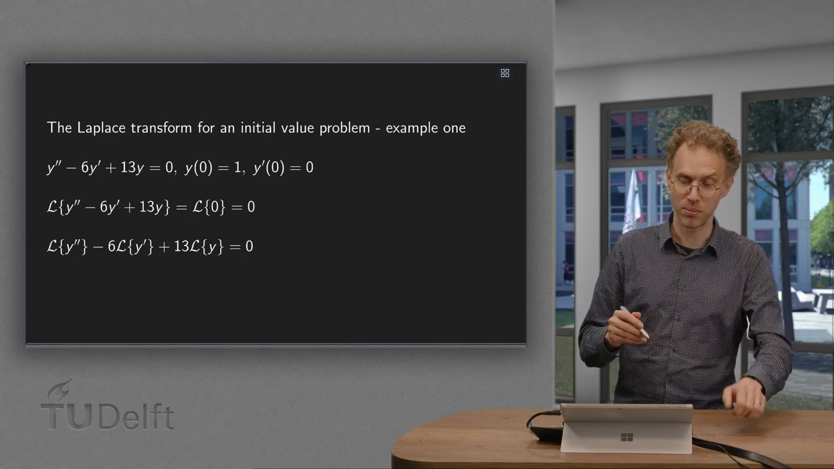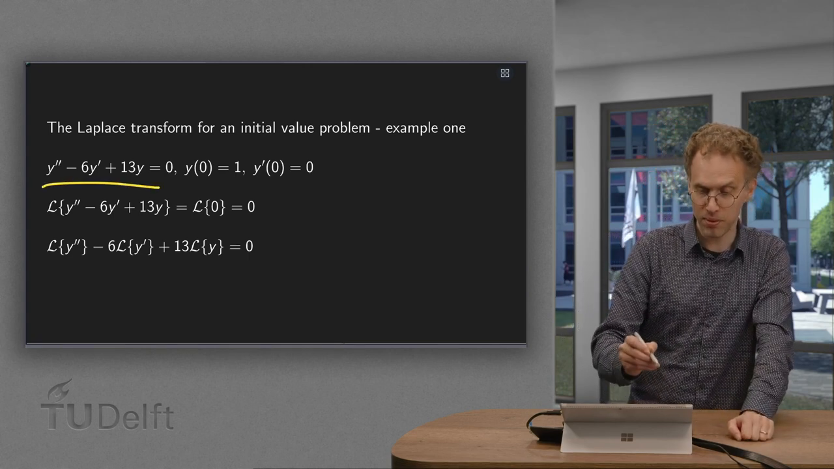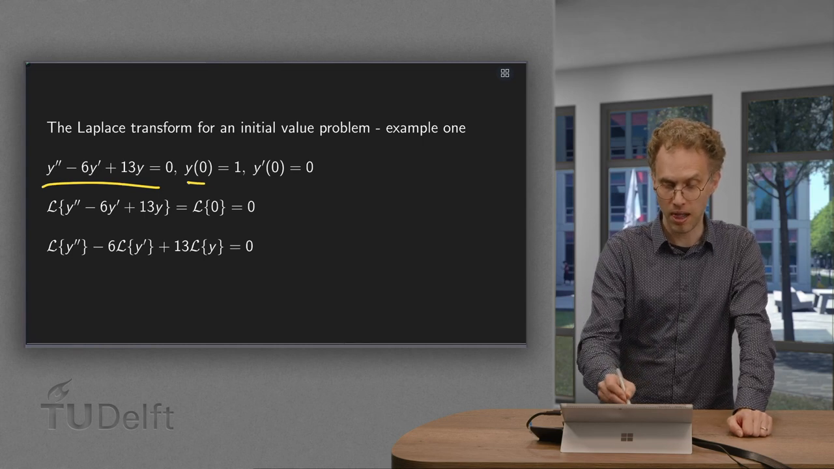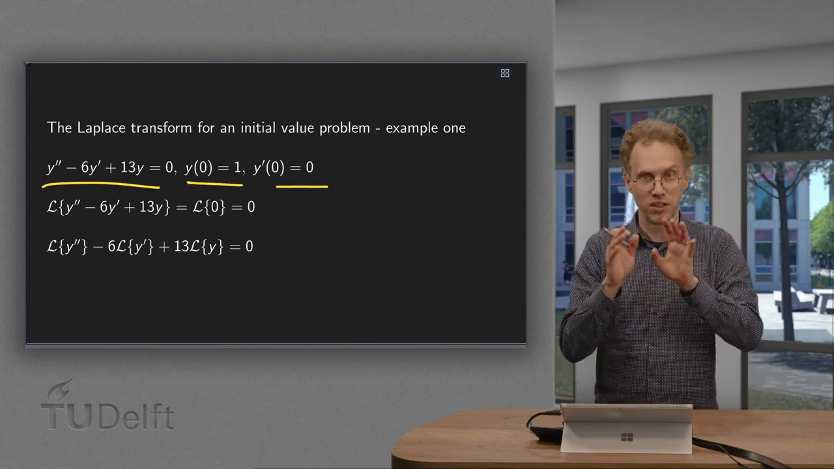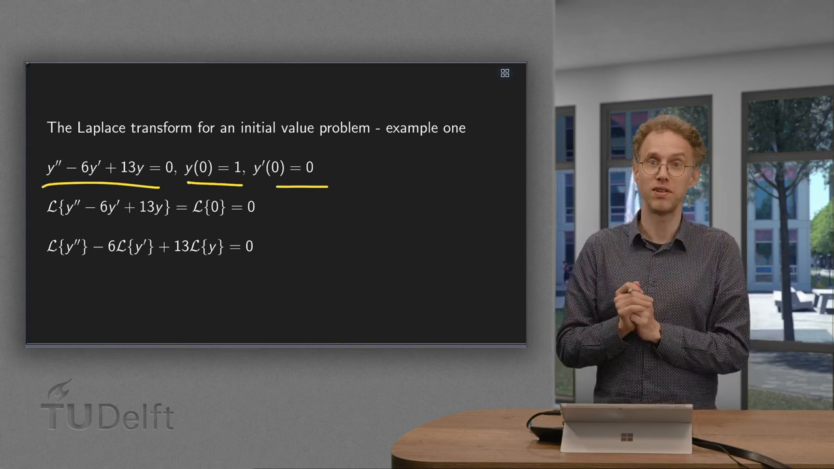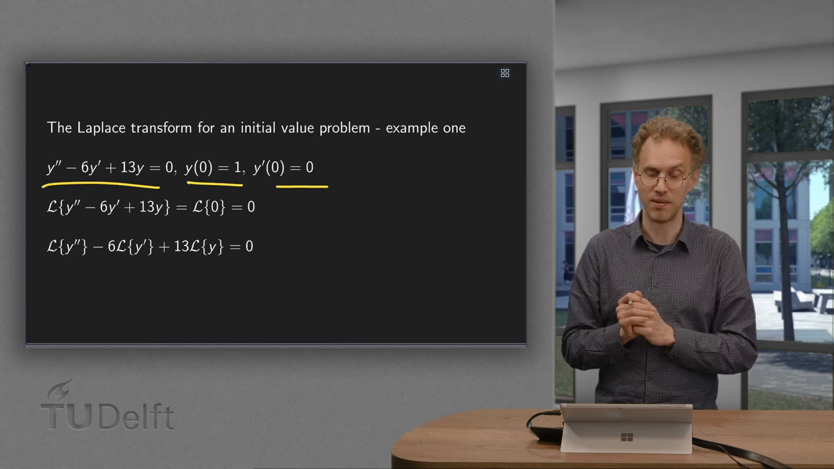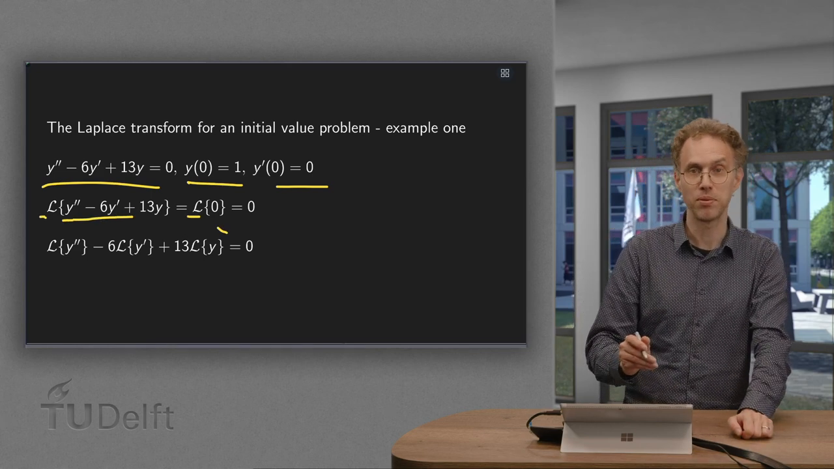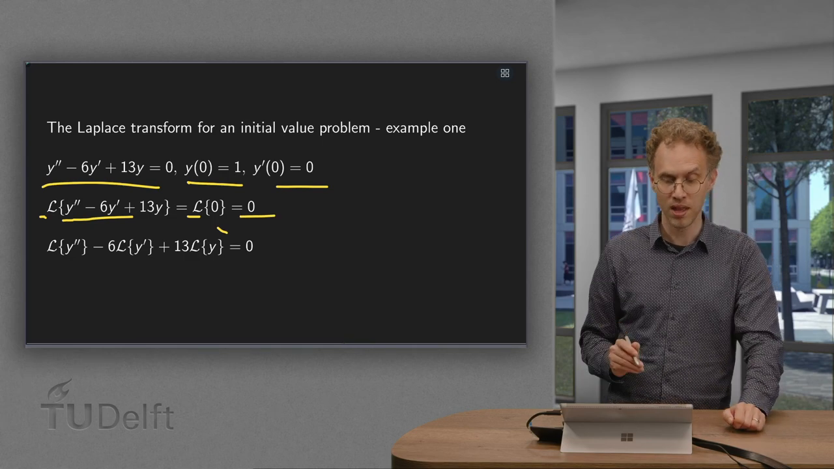So suppose we have some initial value problem, y double prime minus 6y prime plus 13y equals 0 with some initial conditions. Okay, we can solve this using other methods. That's not the point. We just want to illustrate what happens if we take the Laplace transform. What happens then? We take the Laplace transform on the left, we also have to take it on the right. Laplace transform of 0 equals 0.